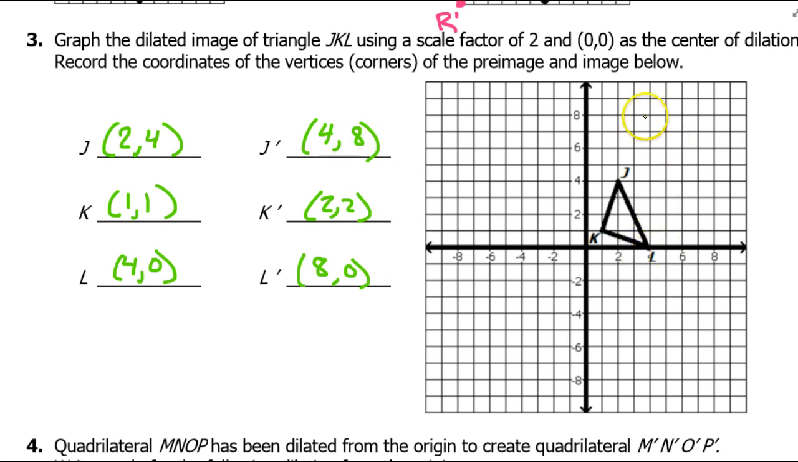Alright, so here we go. 4 comma 8 is going to be right here. So that'll be our J prime. 2 comma 2 is going to be right here. Okay, so that is K prime. And 8 comma 0 is right here. So that is L prime. So here's your dilated image, twice as big as the preimage.